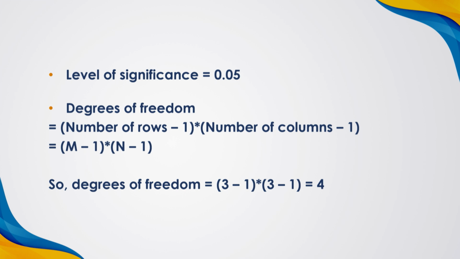So (3 minus 1) into (3 minus 1) automatically means 2 into 2, the value will be 4. This is your degrees of freedom. Now you completed your third step. Then what will be our fourth step?